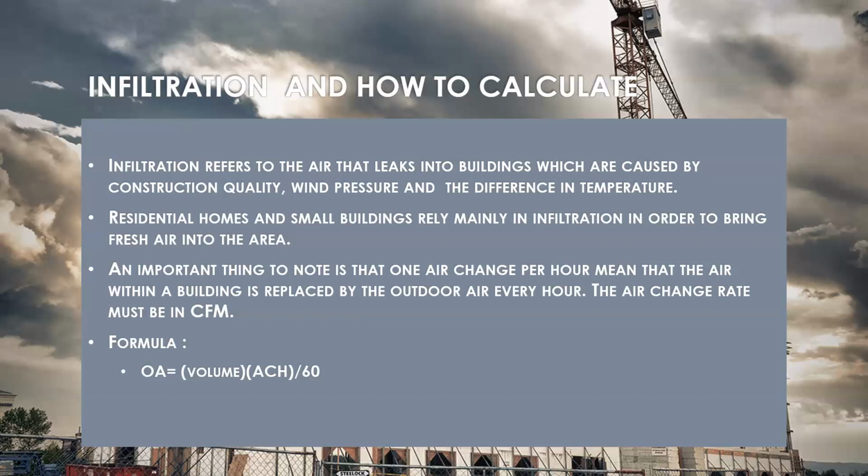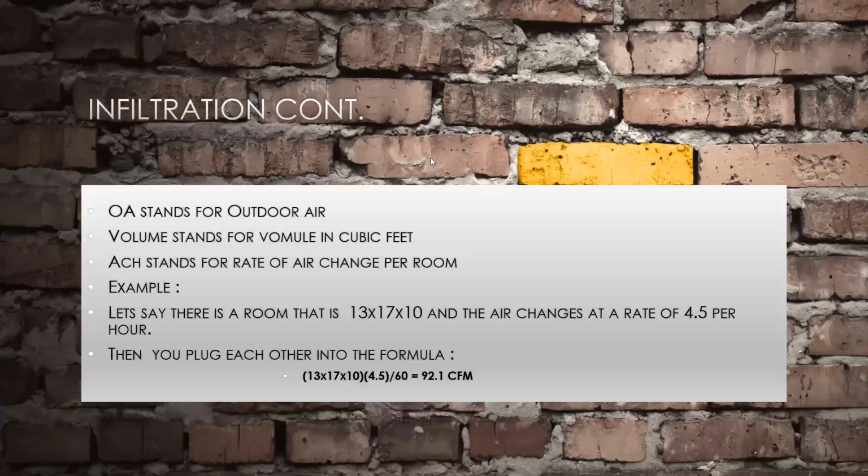A lot of residential homes and small buildings rely mainly on infiltration in order to bring fresh air into the area. Another thing to note is that one air change per hour means that the air within the building is replaced by the outdoor air every hour. And the air change rate is in CFMs. And then there is the formula for it. OA stands for outdoor air, volume stands for volume in cubic feet, and ACH stands for rate of air change per hour.